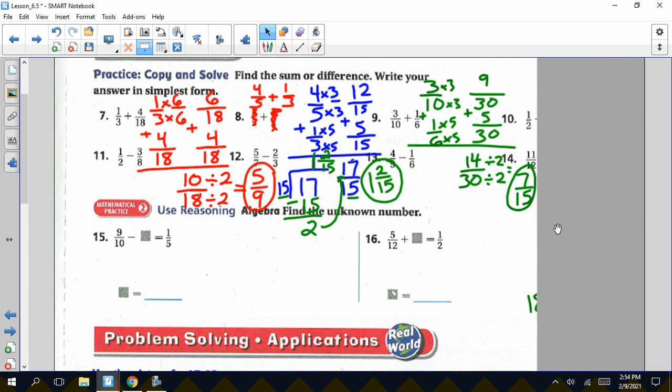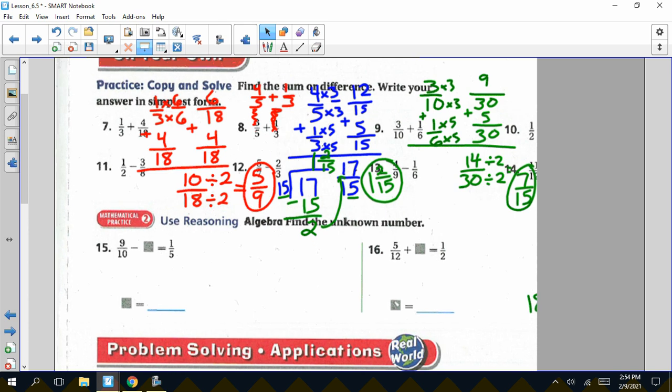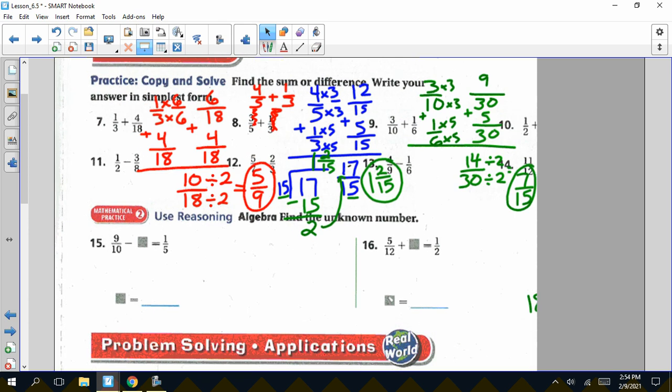7/15. Now, had you used 60, you might have gotten 28 over 60, which if you divided that by 4 or divided it by 2 and then 2 again, you would still get to 7/15. You could have divided it by 2 and then 2 again.